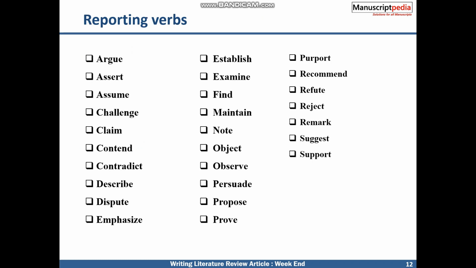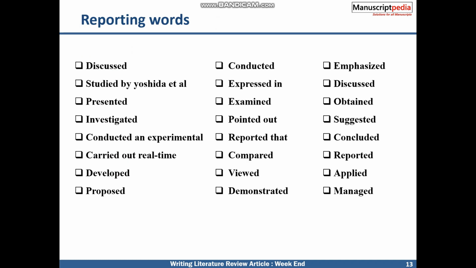The reporting verb is very important, because it connects the words between authors and sentences. These reporting words are very important. As I discussed, you can see here, for example, Daniel Etiol discussed this thing. He conducted this experiment. Daniel Etiol emphasized, expressed and discussed.